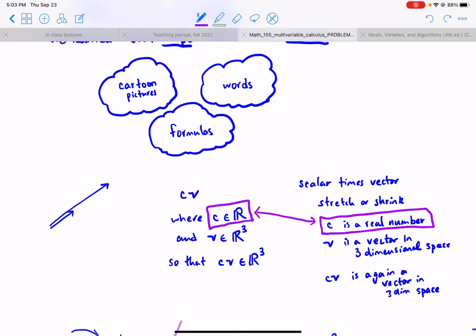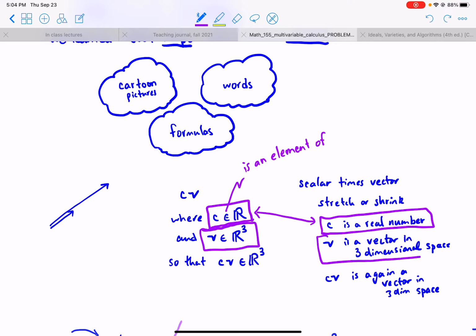C, and the way we read it is C is an element of the set R. So the set R is the real number set. So it just means C is a real number. It tells you what kind of object C is, because we often need to figure out if it's a real number or if it's a vector. So here I'm telling you that when I wrote V, what I meant is a vector. And I even told you the dimension of that vector. V is an element of three-dimensional space.